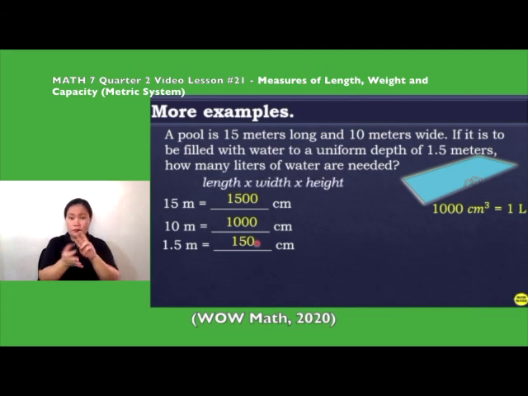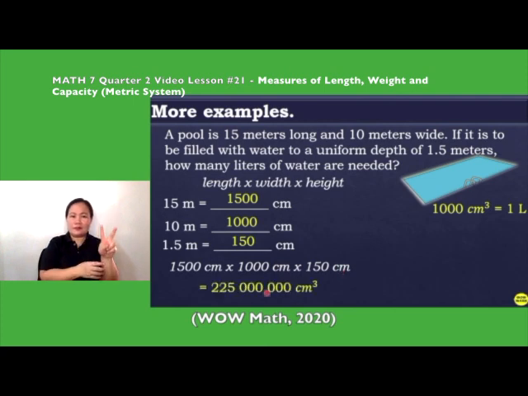Now, balikan natin ang formula ng volume. Diba? For us to get the volume, we have to multiply the length, the width, and the height. Okay? So, we have to multiply the length, the width, and the height. So, ito yung length, ito yung width, ito yung height. So, 1,500 centimeters times 1,000 centimeters times 150 centimeters. So, i-multiply natin siya. That is 225 million cubic centimeters.